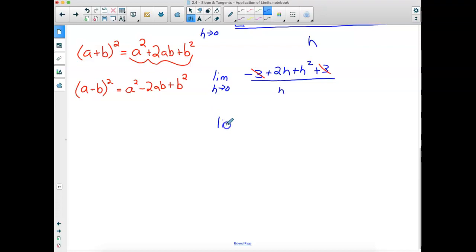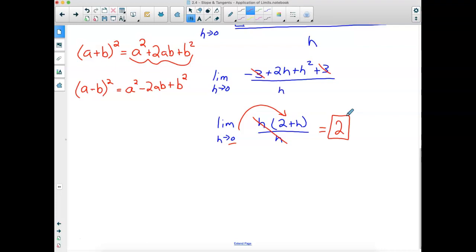So I'm going to say my limit as h approaches 0, and I'm going to factor an h out. And then I have 2 plus h, and that's divided by h. And what I've just done there is I've reduced out my 0 over 0. So now I can apply my limit in here. And as h goes to 0, I can see my slope is 2 at that point. Okay? So what this means is the slope of f of x at x equals 1 is 2.